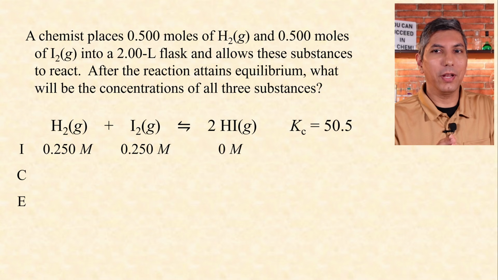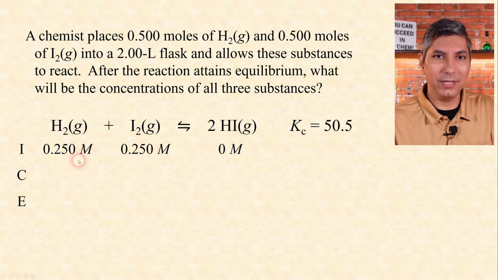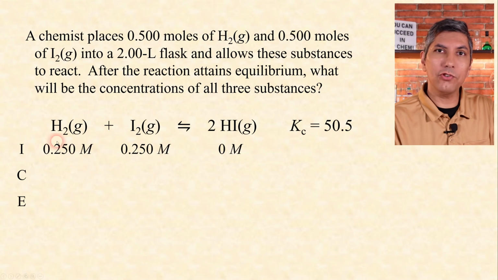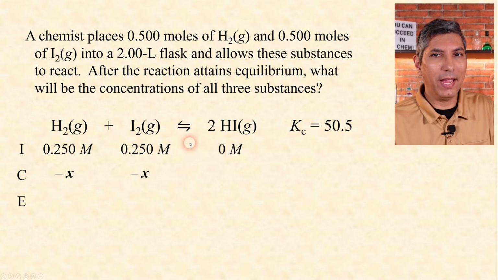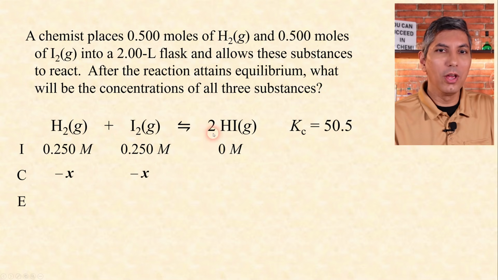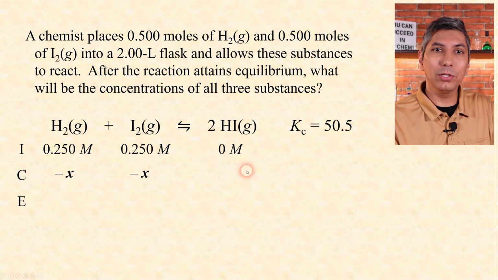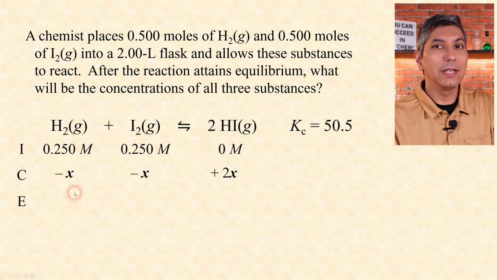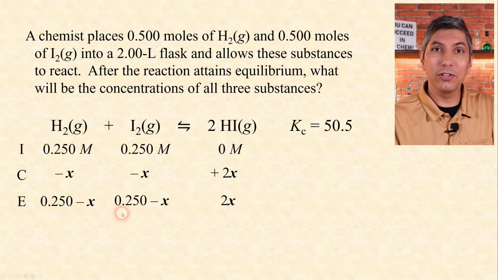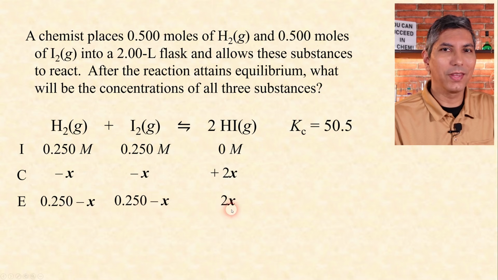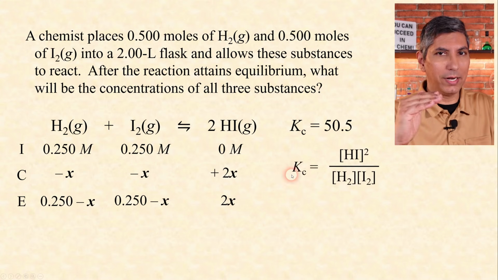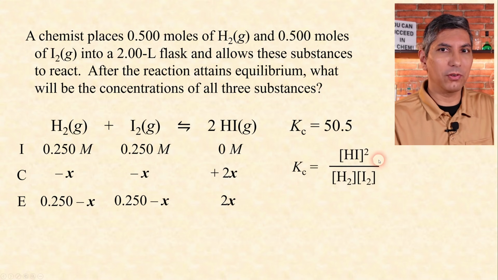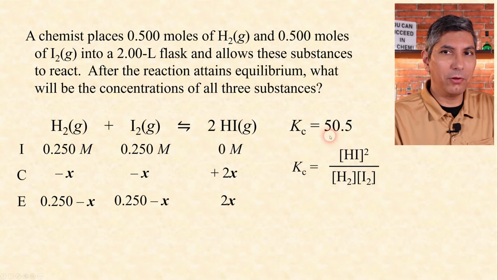Now this is all that the problem tells us, so we have to use algebra to figure out the rest. We know that hydrogen and iodine will have to decrease. And since they react in a 1-to-1 ratio, the change of both of those will be minus x. The products will have to increase, but it's going to react in a 1-to-2 ratio. So we'll say that HI increases by 2x. Our equilibrium values are 0.25 minus x, 0.25 minus x, and 2x. Let's plug these values into our equilibrium constant expression, which is written as products over reactants raised to the power of the coefficients. Kc equals 50.5.